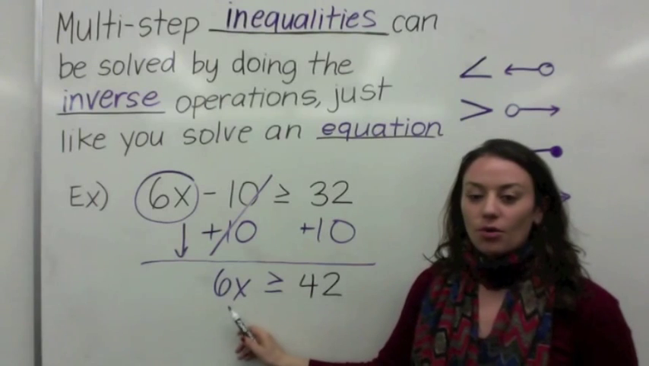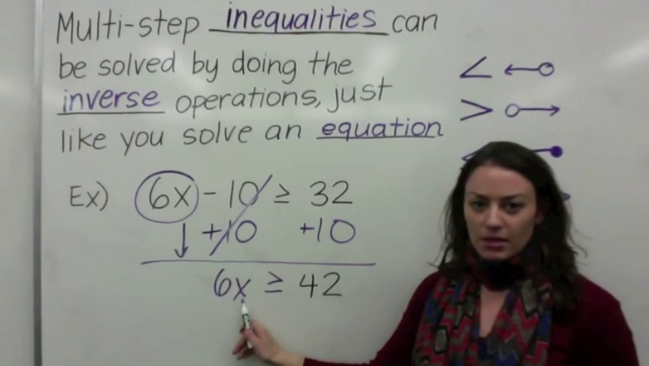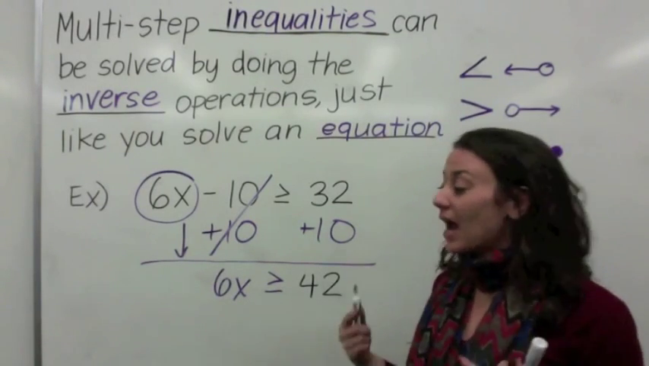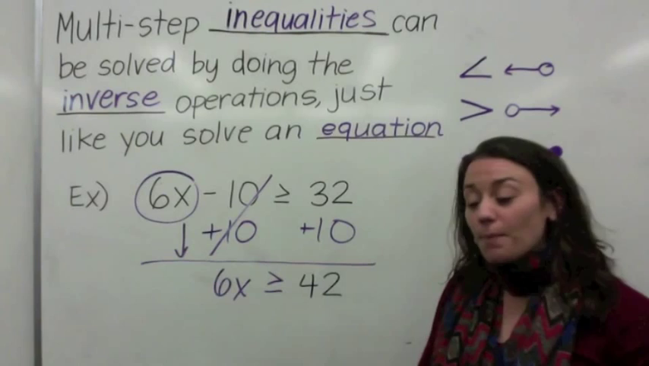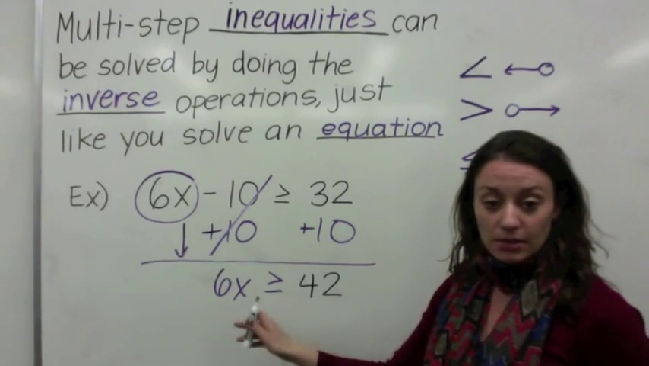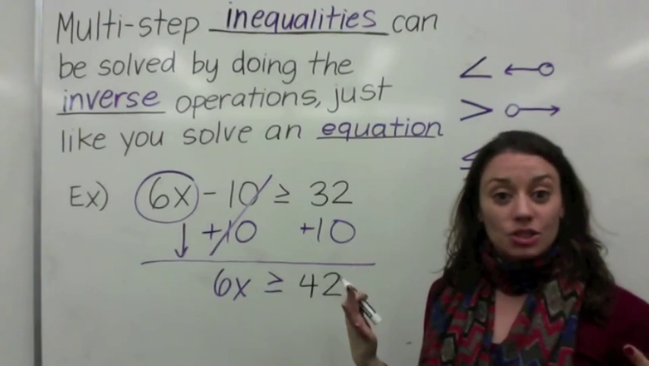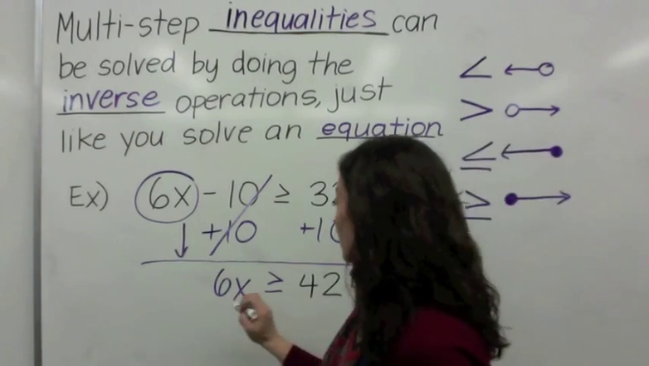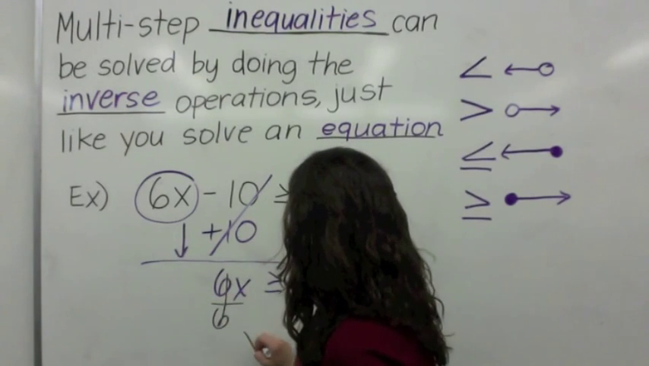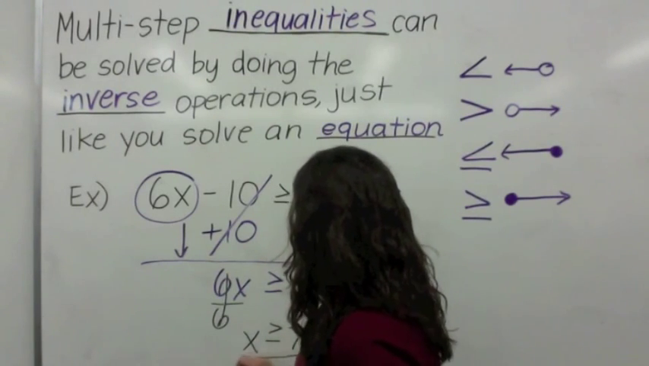Now, remember, 6 times x is 42. What number times x is 42? You already know it's 7, but how did you get that? You have to do the opposite of multiplication, because remember, Mr. 6 and Miss X are married. If Miss X wants to be a single lady, she has to divorce Mr. 6. So she has to divide by Mr. 6. And then you end up getting that x has to be greater than or equal to 7.